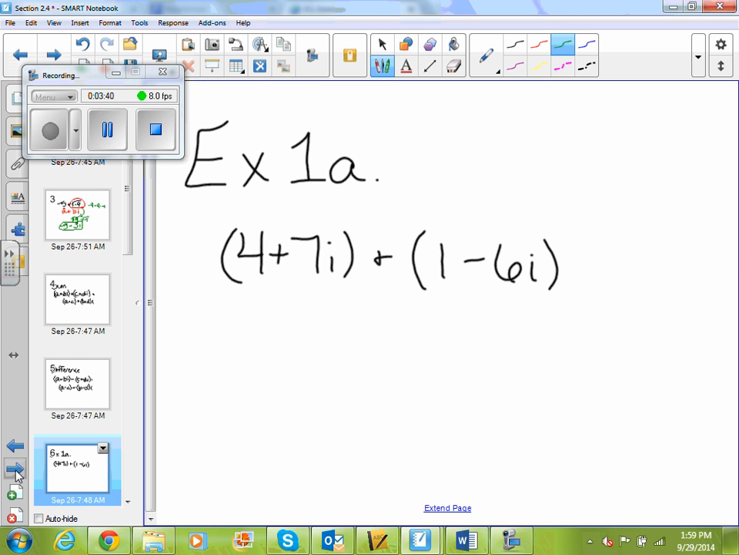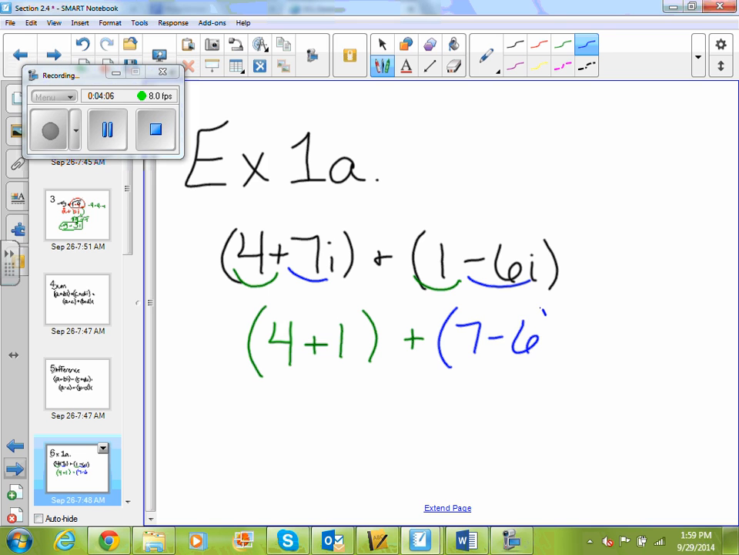Okay, so let's look at adding and subtracting some complex numbers. So if we're given the example (4 + 7i) + (1 - 6i), we're going to need to add our first two numbers. So we add our 4 and our 1, so we get 4 + 1. Plus, then we go to our second number, 7, and the -6. So 7 - 6, and the i stays in the back. So then if we simplify that, 4 + 1 is 5, plus 7 - 6 is 1, so we get 5 + 1i.